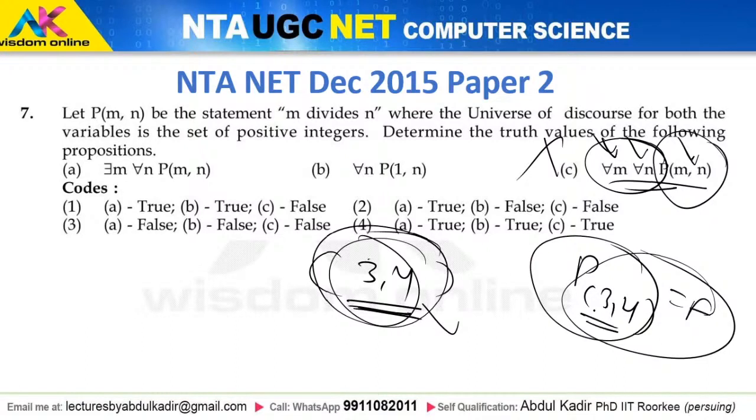P(3,4) will become false because 3 does not divide 4. So we got true, true, false. So the answer will be true, true, false, true, true, false. The answer will be option 1. Okay, you can try this question.